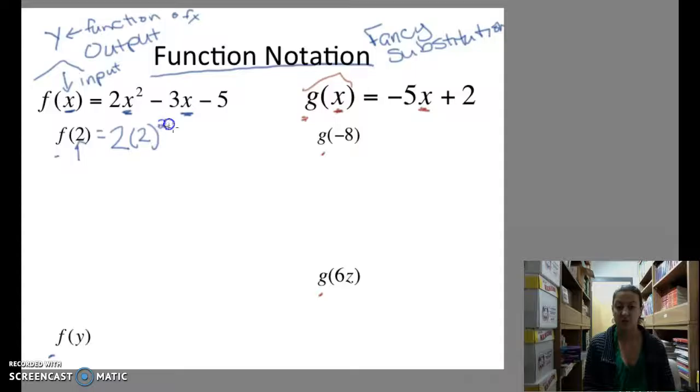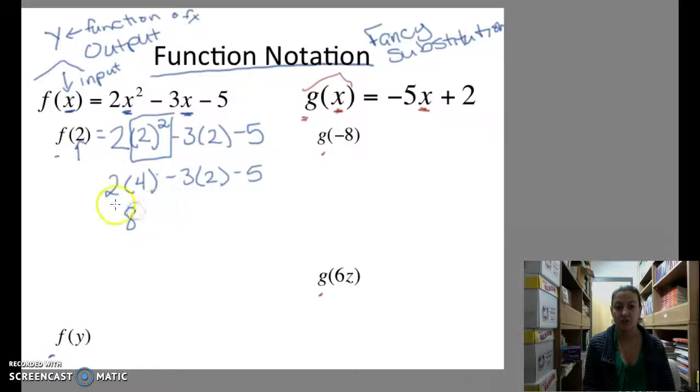And we're substituting, so we keep those parentheses. Let's do our exponent. 2 times 4 minus 3 times 2 minus 5. Let's do our multiplication. 8 minus 6, right? Multiplication you have to do every single time. You can't just start doing 8 minus 3, right? You've got to do all the multiplication. 8 minus 6 is 2. Minus 5 is -3.